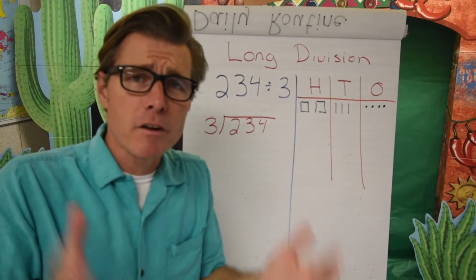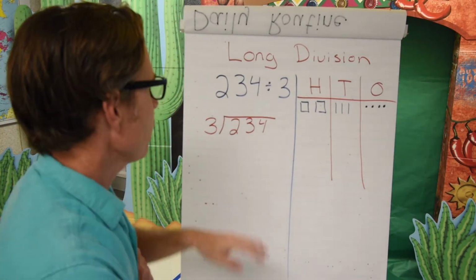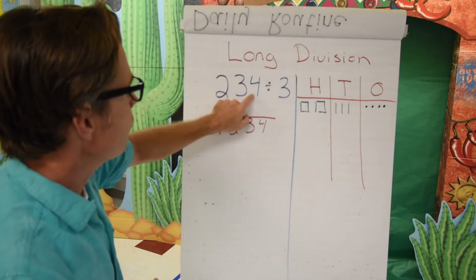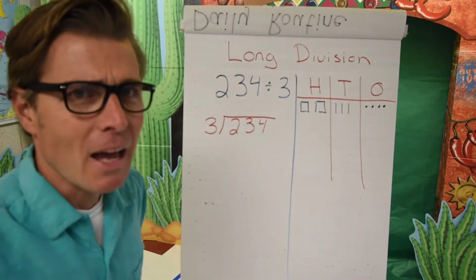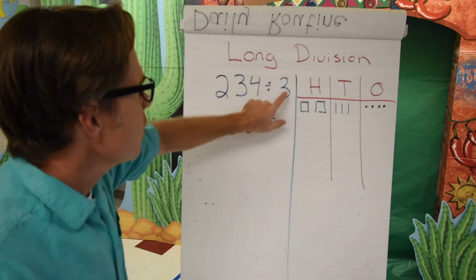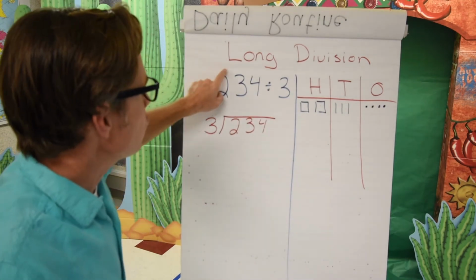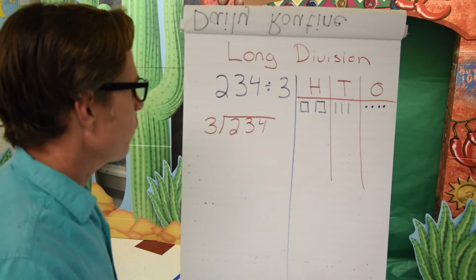So here we are with our first long division problem. We have 234 and we're dividing that by 3. The 234 is actually the dividend, so that goes in the house. So 234 goes inside, the 3 goes on the outside. We have 3 groups. We have 234 that we will be dividing equally into 3 groups.